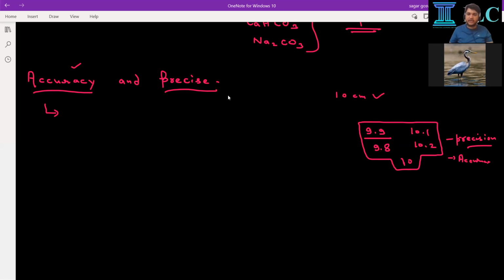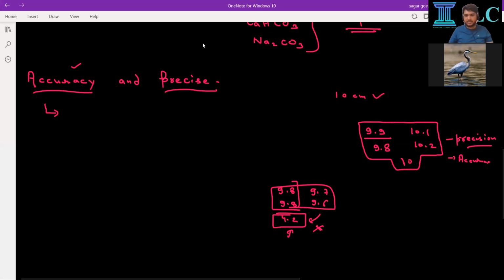But all these readings which you just took, how close they are with each other? Suppose I'm saying 9.8, 9.8, and one reading is 4.2, then it is not precise. These are very close, 9.7 is very close, 9.6 is very close. So there is precision, but this one reading is not precise. Very simple. So accuracy and precision, you should know.